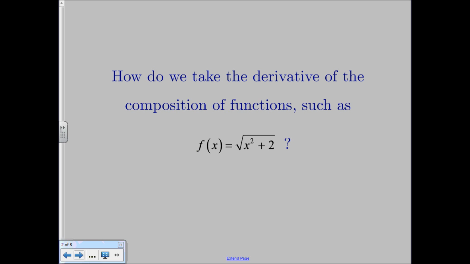So you already know how to take the derivative of functions that are just the square root of x. When it's just a singular x on the inside of something, you know how to take those derivatives, but what happens when you have things other than just a plain old x on the inside? That's what this video is going to be talking about today.